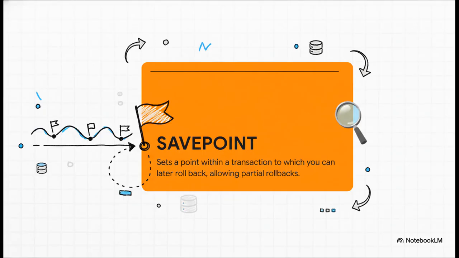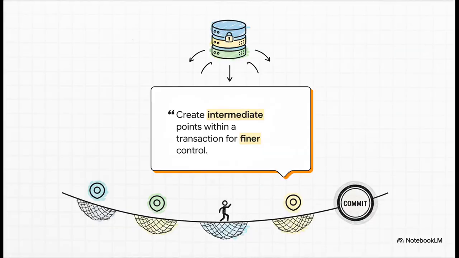All right, time for our third command, SAVEPOINT. This one gives you even more fine-tuned control. It basically lets you create these little named checkpoints inside of a bigger transaction. So if commit is like saving your entire game, think of savepoints as creating little checkpoints along the way. This means you don't have to roll back the entire thing, you can just go back to your last checkpoint. It's like having smaller safety nets along your tightrope walk.